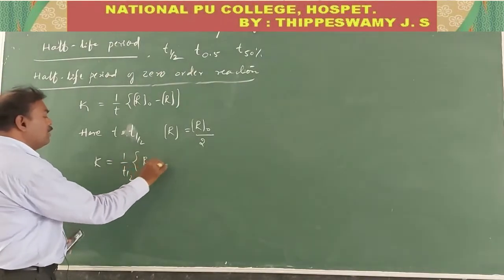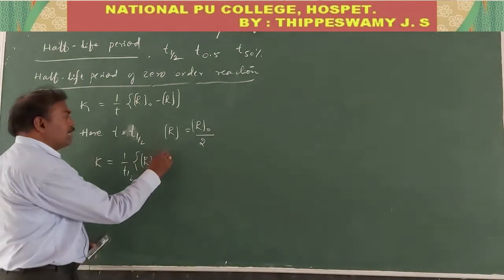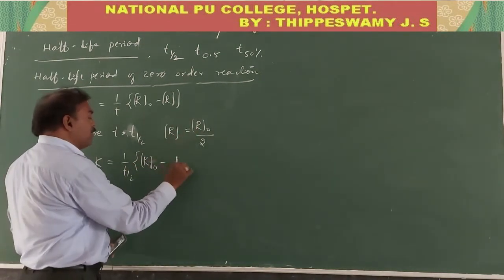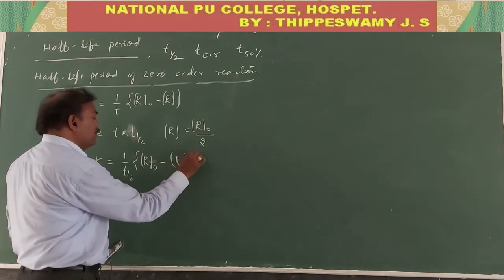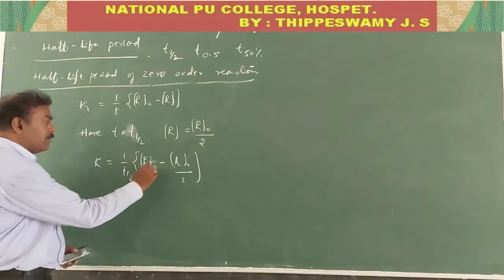R naught minus what? What is the value of R? R naught by 2. It is R naught by 2. Okay, now how do you simplify this one? R naught minus R naught by 2.